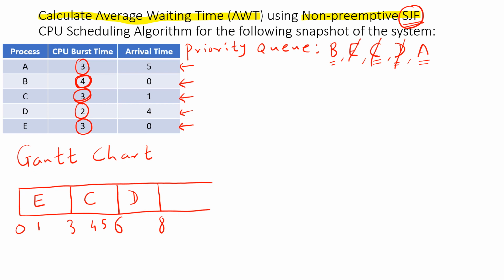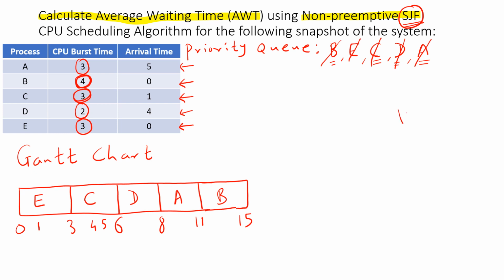Then we are left with B and A. B wants CPU for 4 time units, A wants CPU for 3 time units, so naturally CPU will be given to A. A will use it for the next 3 time units, 8 to 11, and finally we will give CPU to B, and B wants to use it for 4 time units, so that is up to 15. So that would be the order of execution using the Gantt chart.